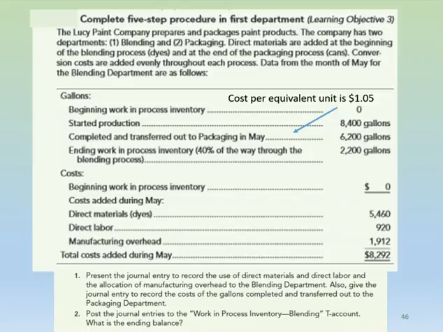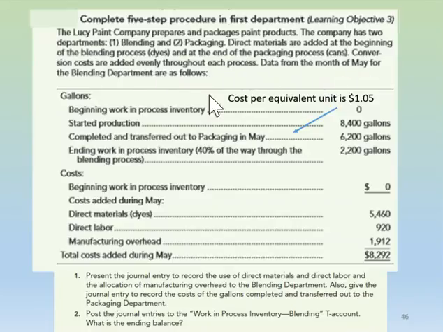Let's take a look at a demonstration problem requiring us to do the journal entries associated with process costing. So we've got a problem here, and it says Lucy Paint Company prepares and packages paint products. The company has two departments, blending and packaging. Direct materials are added at the beginning of the blending process and at the end of the packaging process. Conversion costs are added evenly throughout each process.